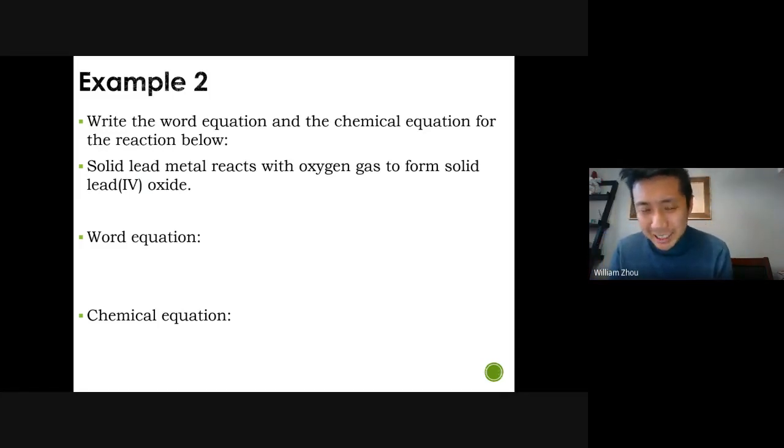Solid lead metal reacts with oxygen gas. This is telling you what state they're in to form solid lead-4 oxide. So write the word equation and write the chemical equation. I'll give you like 2 minutes, and then I will show you the answers to this.